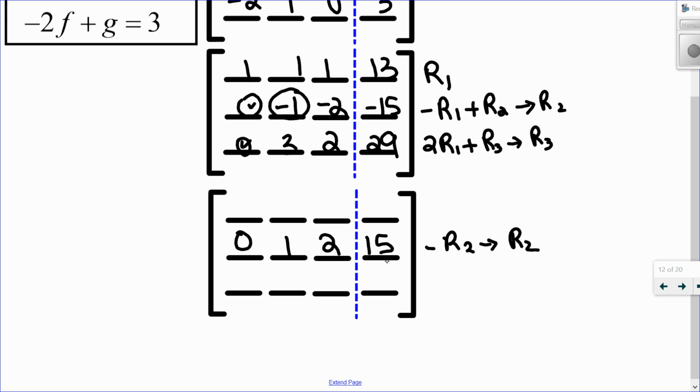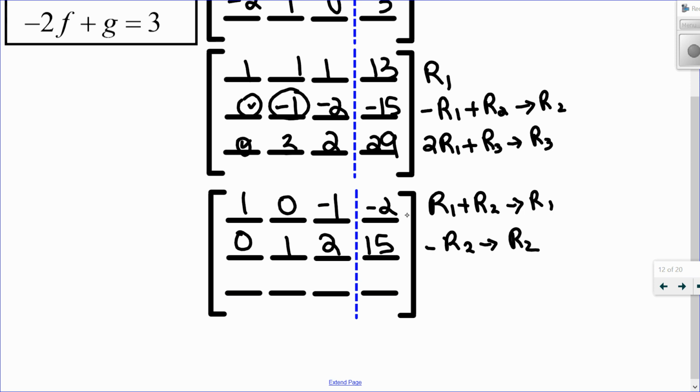I want zeros everywhere else. So when I go back up here, I am going to add row 1 and row 2 and place the result in row 1, because I noticed that these here are opposites. So 1 plus 0 is 1. Negative 1 plus negative 1 is 0. 1 plus negative 2 is negative 1. And 13 plus negative 15 is negative 2. See what I'm trying to do? I'm trying to build the identity matrix on the left-hand side of that dashed line.